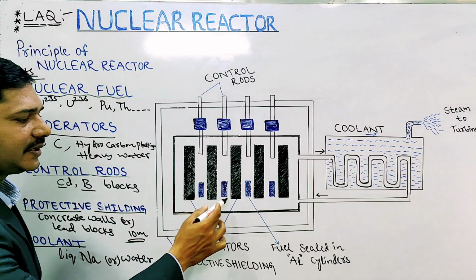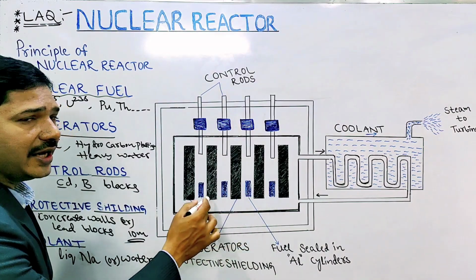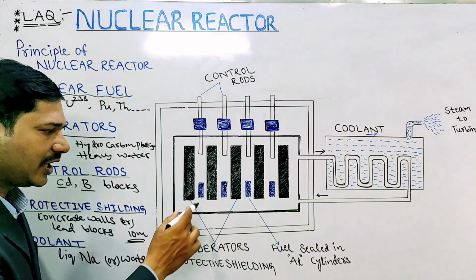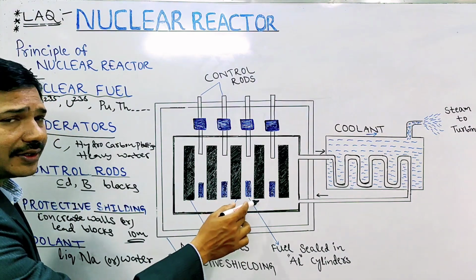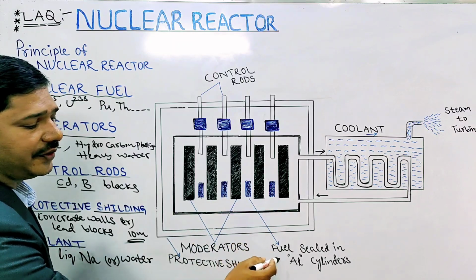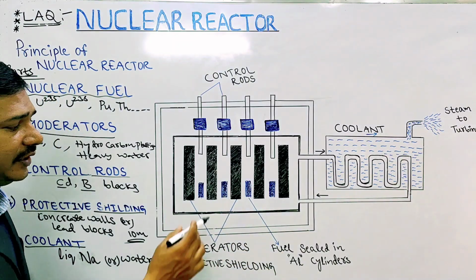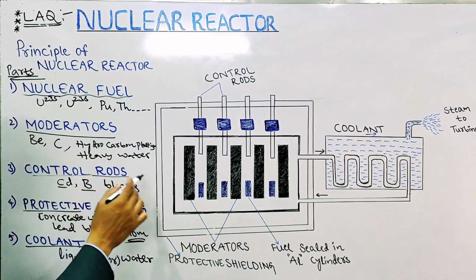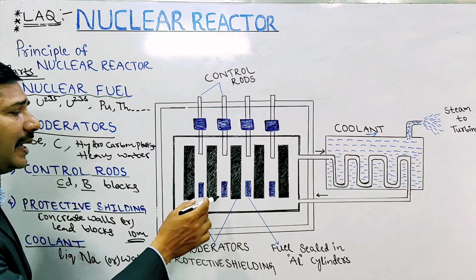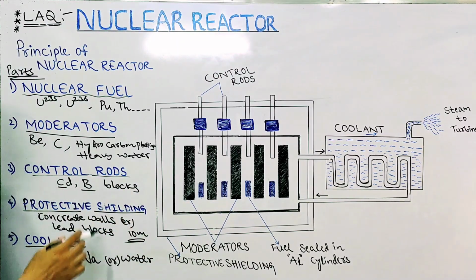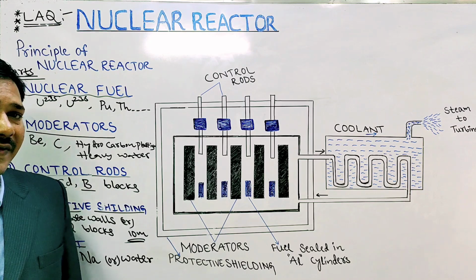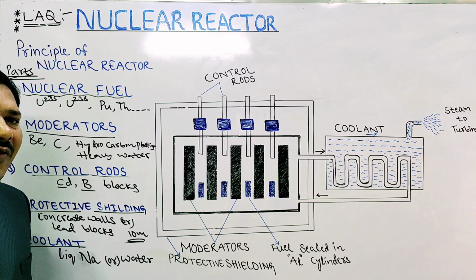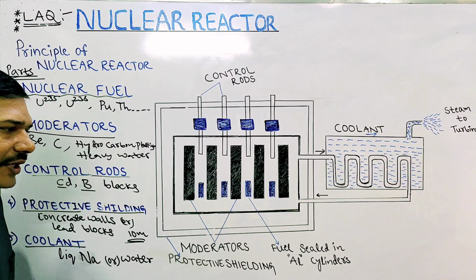Nuclear fuel means the fissionable material used in the reactor. Fuels are sealed in aluminum cylinders. These aluminum cylinders are placed between the moderators. The moderators are made up of beryllium or carbon or hydrocarbon plastics or heavy water. The moderators' aim is to slow down the fast moving neutrons and continue the chain reaction.